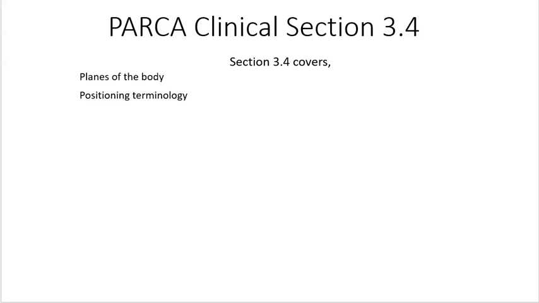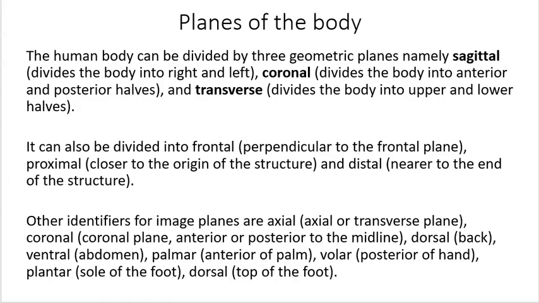All right, PARCA Clinical Section 3.4 covers planes of the body and positioning terminology. The human body can be divided by three geometric planes, namely sagittal, divides the body into right and left halves; coronal, divides the body into anterior and posterior, or front and back halves; and transverse, divides the body into upper and lower halves. It can also be divided into frontal, proximal, and distal.